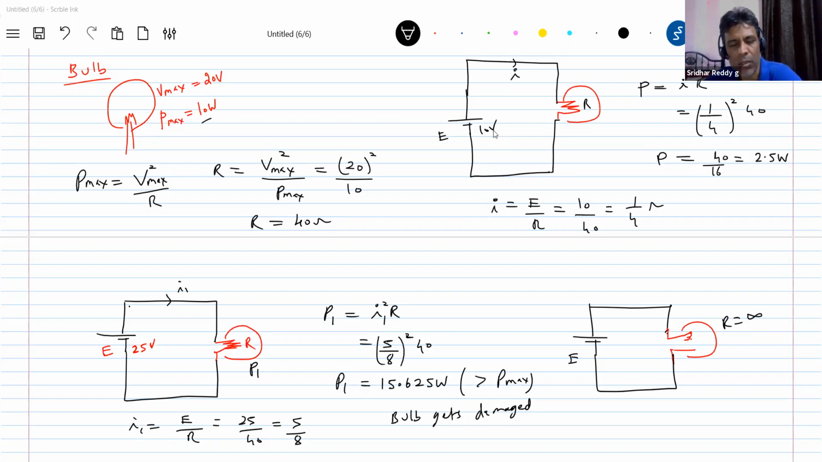So when the power dissipated across the bulb is greater than P max, the power rating, it gets damaged. This P max is called the power rating, and this is called the voltage rating. Or when you connect a bulb across a source whose voltage is greater than the maximum voltage rating, the bulb will get damaged. So what is the safe thing? Whenever you get a bulb, these terms will be written. We have to see what source we are connecting across it. It should not be greater than the maximum voltage rating. That has to be taken care of.